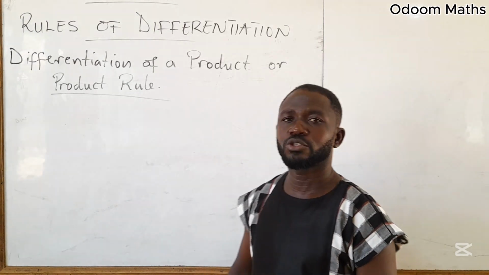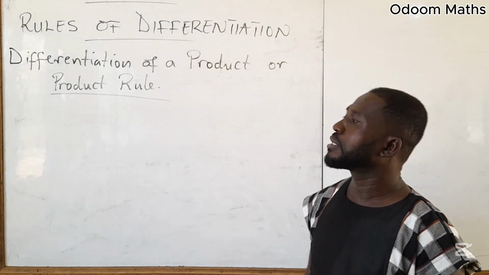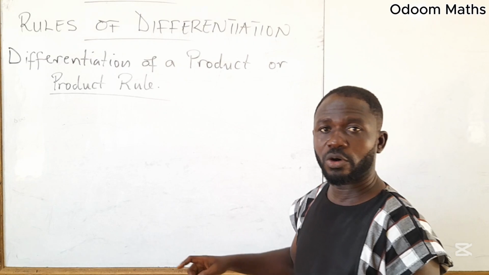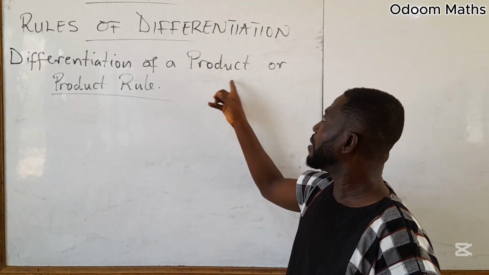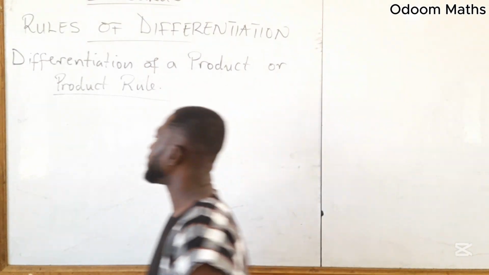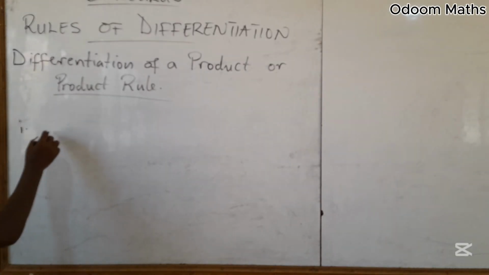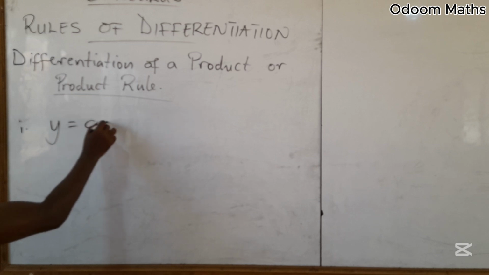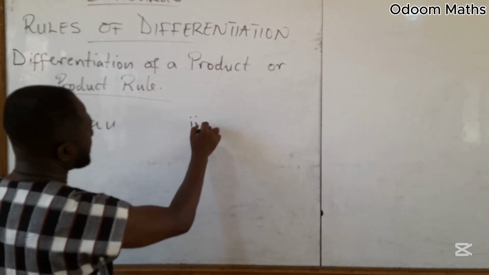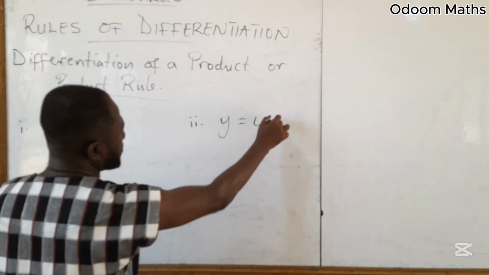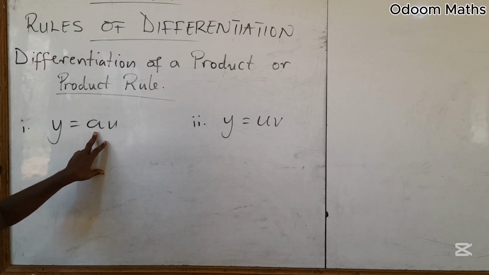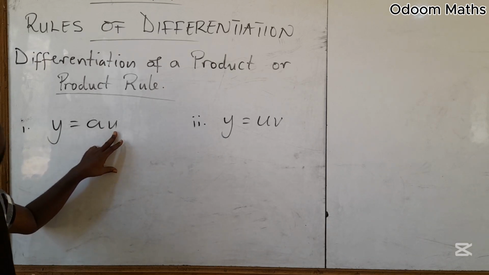Okay, today I want us to look at rules of differentiation under calculus. And under them we are continuing our discussion on differentiation of a product, or the product rule. So let's look at these two scenarios. The first one is if y is equal to au, and the second one is if y is equal to uv. So here we are seeing a as the constant and u as the function of x.